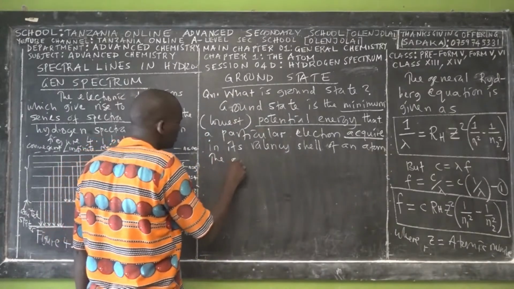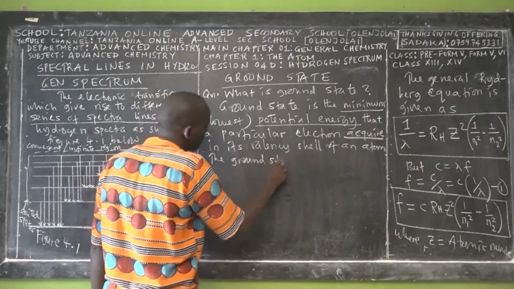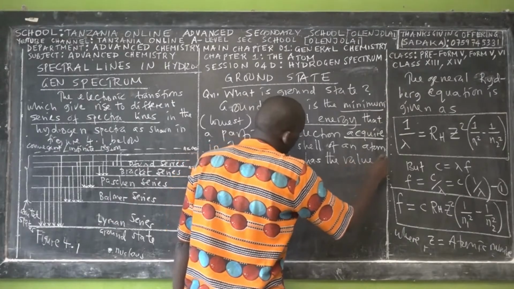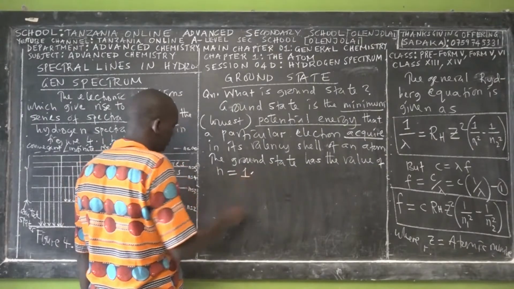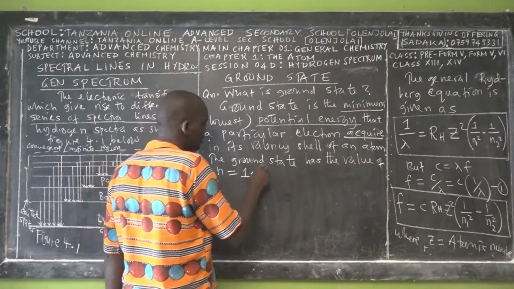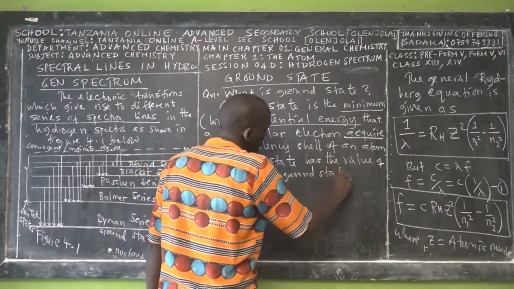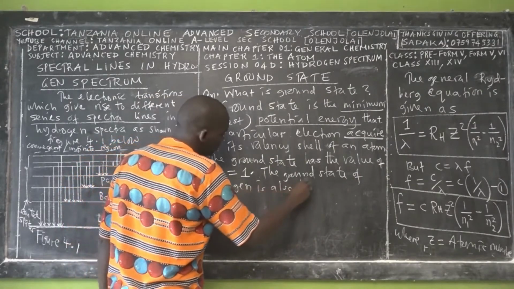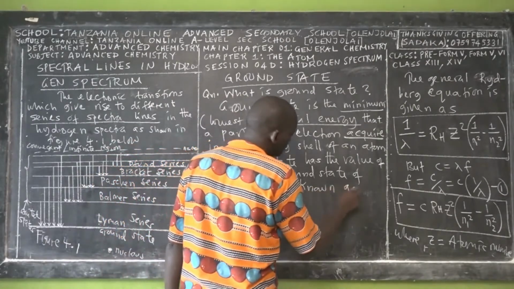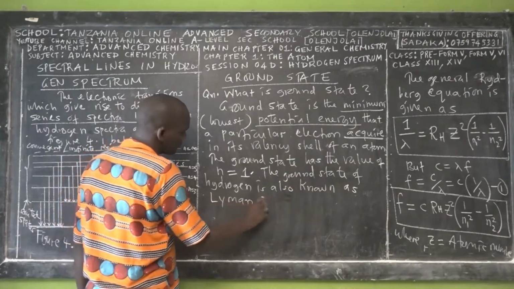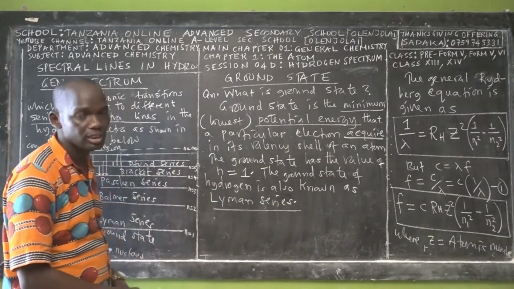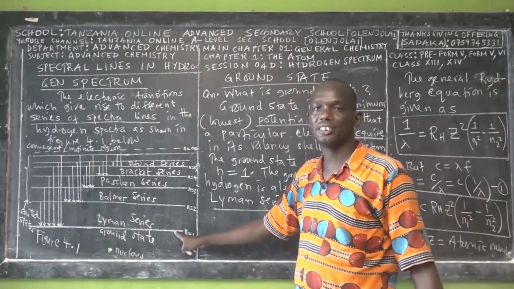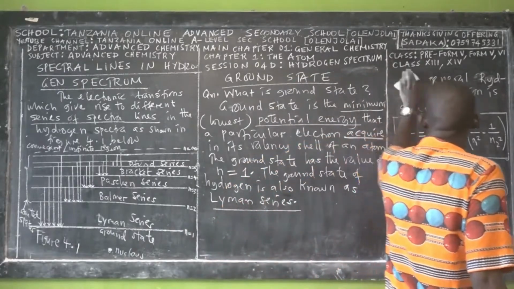So you say that the ground state has the value of n is equal to 1. So this is the ground state. The ground state of hydrogen is also known as the Lyman series. So that's the meaning of the ground state. According to figure 4.1, this is the Lyman series, or this is the ground state. Okay? Ground state.